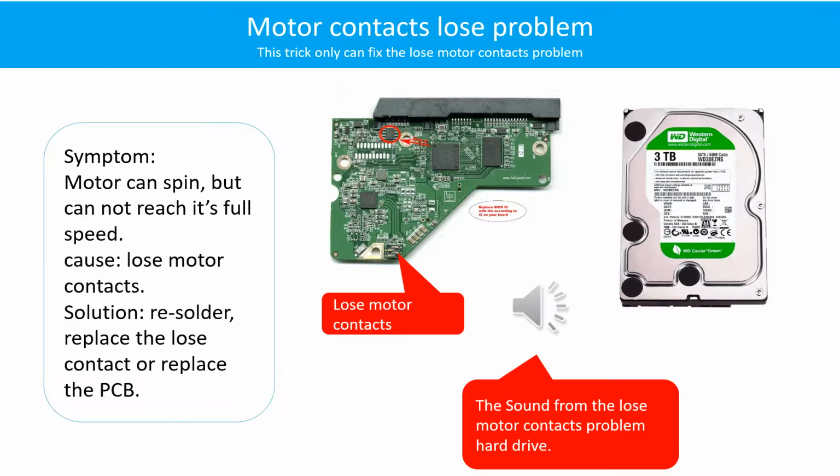Motor contact loose problem. Symptom: the motor can spin but cannot reach its full speed. Cause: loose motor contacts. Solution: resolder, replace the loose contacts, or replace the PCB. Here is the sound from the loose motor contacts problem hard drive.